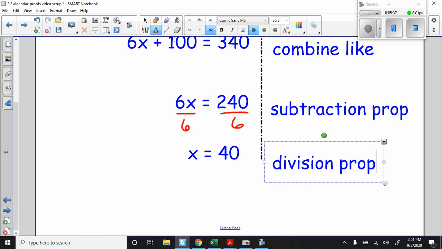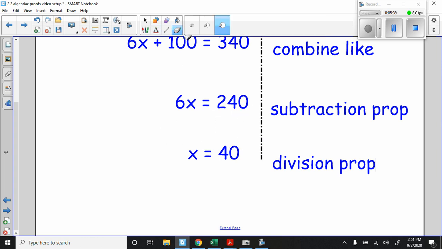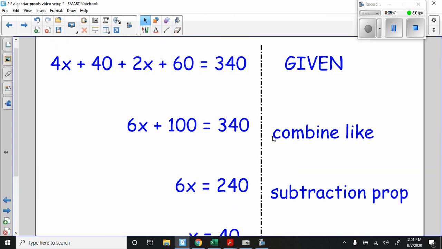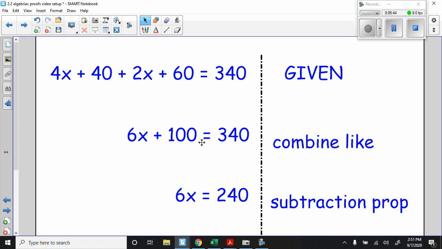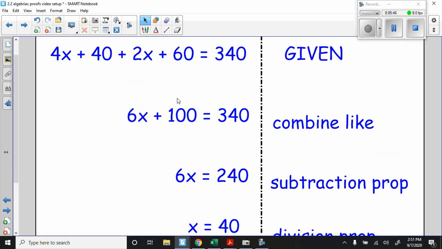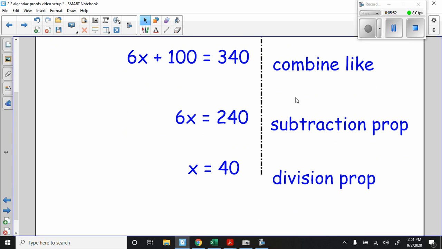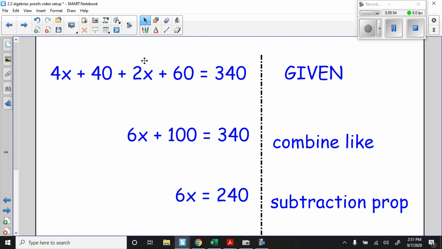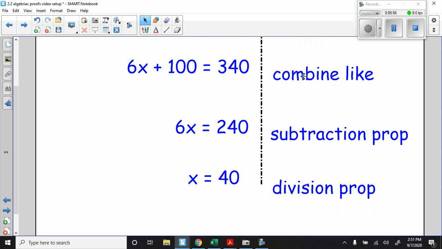So that still could have been confusing, but here's how I talk about a proof. A proof is what you're doing on the left, your results on the left, and how you got those results are on the right. So we're not showing any work. We're basically writing results and how we got them.